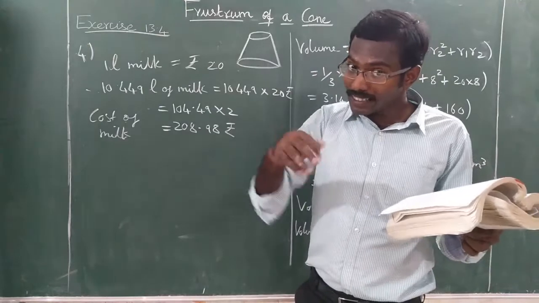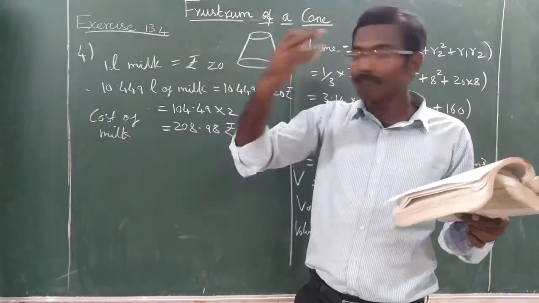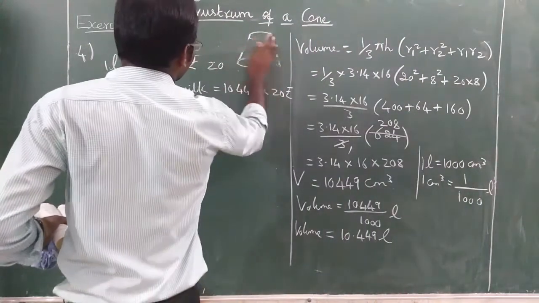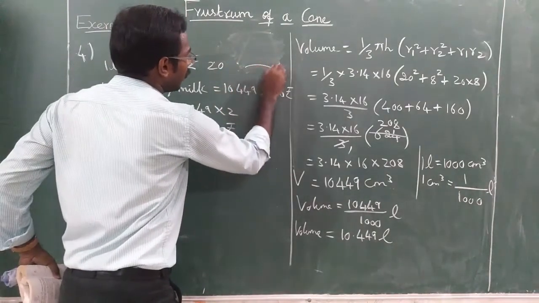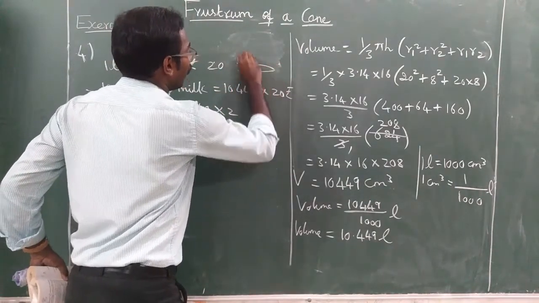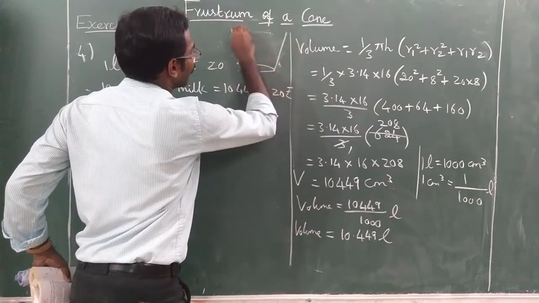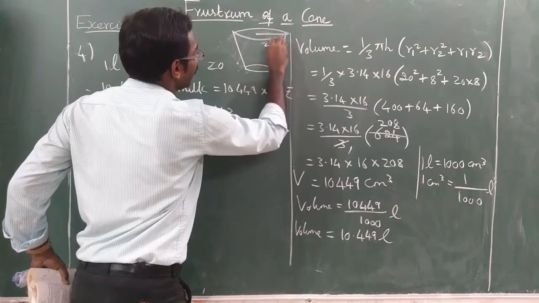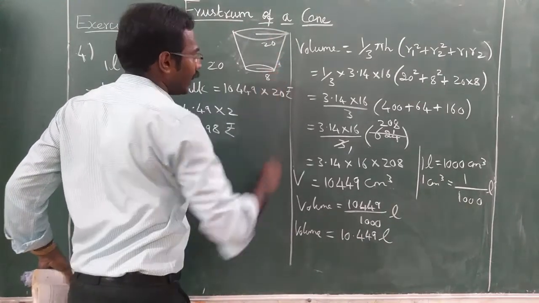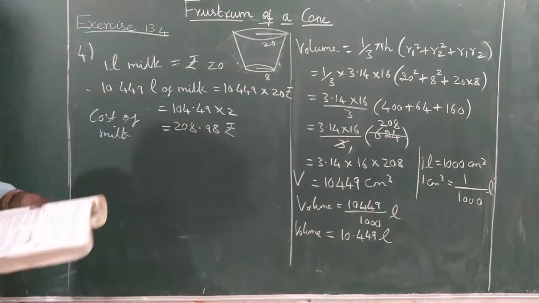So lower end is smaller, upper end is bigger. Therefore, you have to draw like this. Lower end is smaller, na? So the smaller circle is at the lower end and the upper end is bigger. So this is bigger, this is 20 and this is 8. Understood or not? Now you see the question.